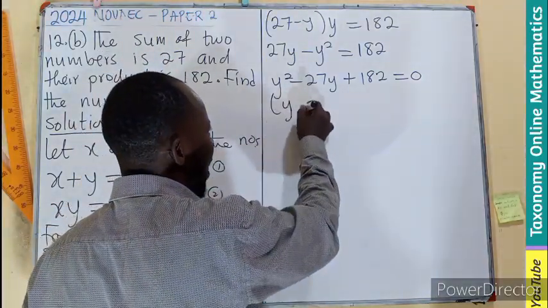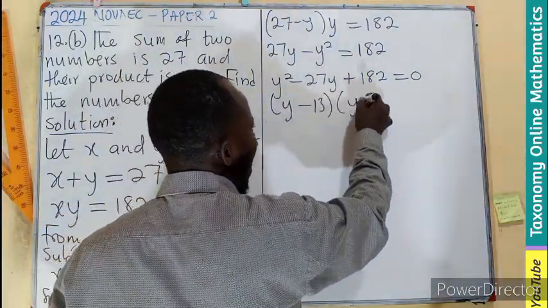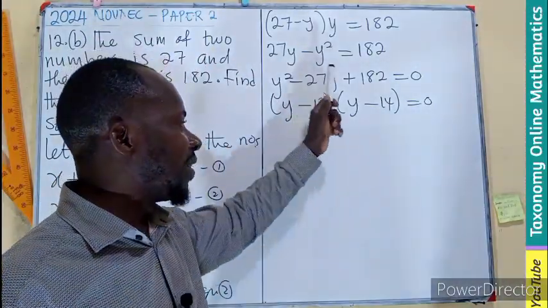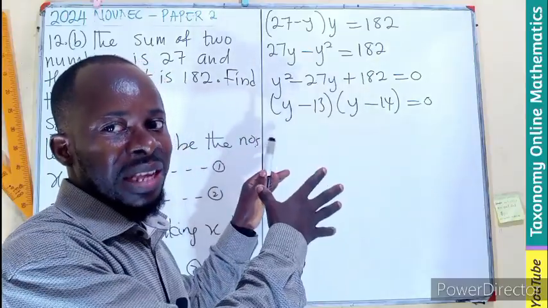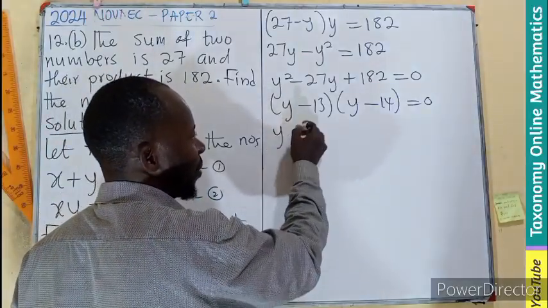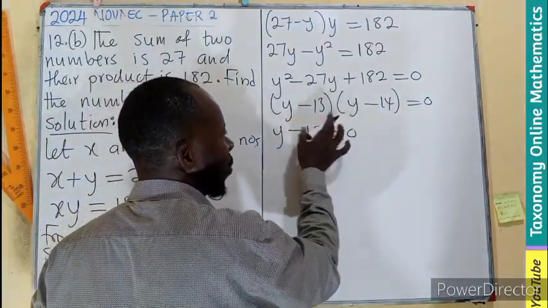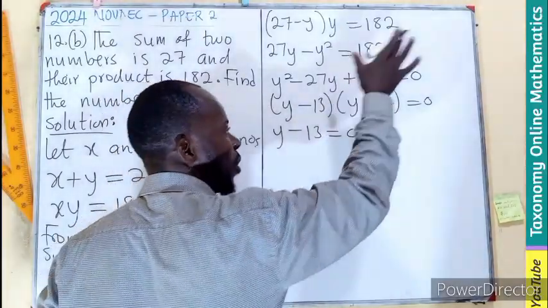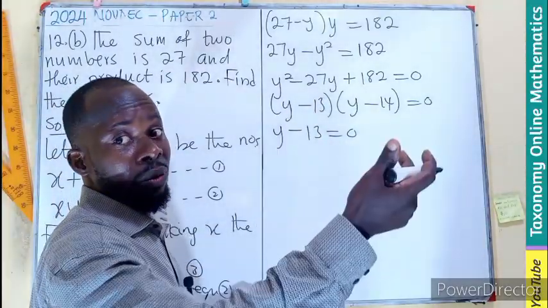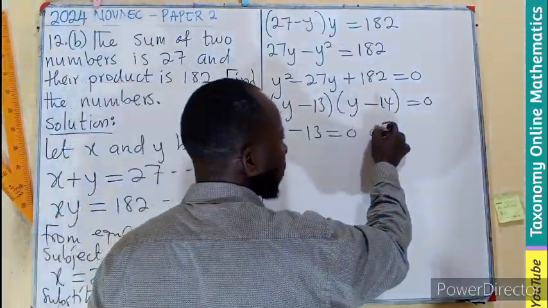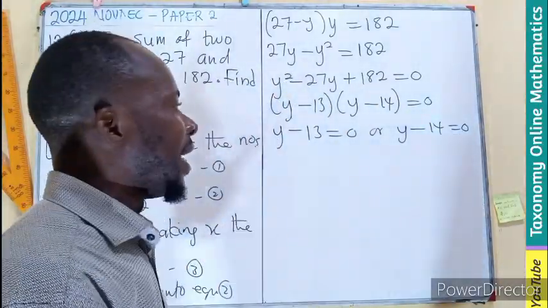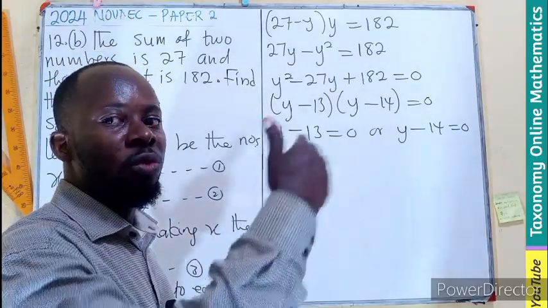Meaning, I have y minus 13, y minus 14. I mentioned that both must be negative, right? So this is negative 13, negative 14 as our factors. And those factors become the roots of those equations. So now we are going to have y minus 13 should be 0. Since this is multiplying this and their product is 0, it means one of the factors or one of the brackets is actually 0. We can't tell which one. So this is 0, or y minus 14 is also 0.